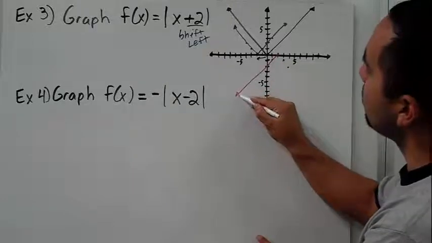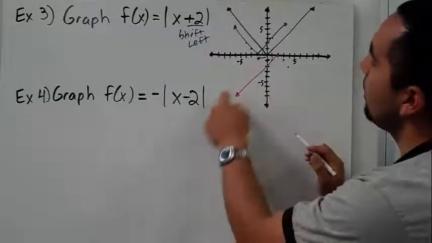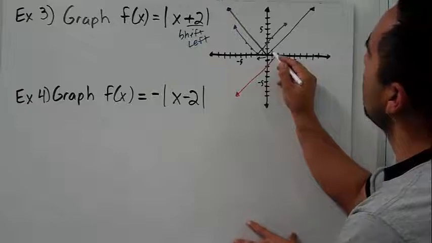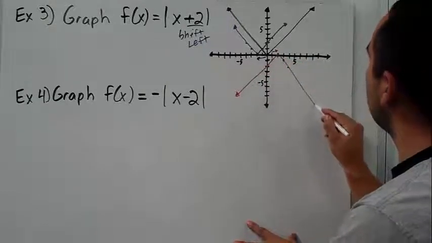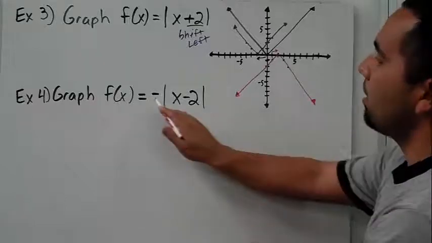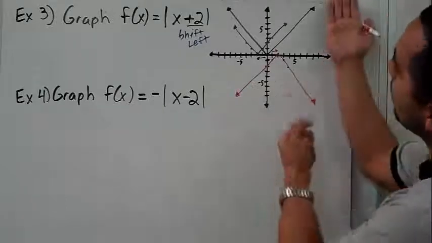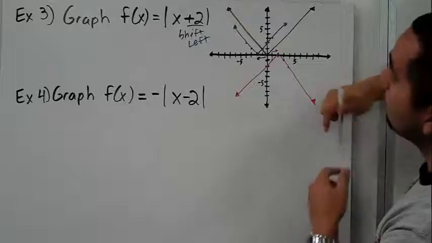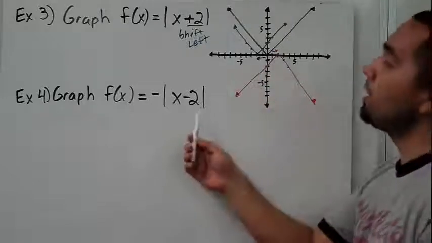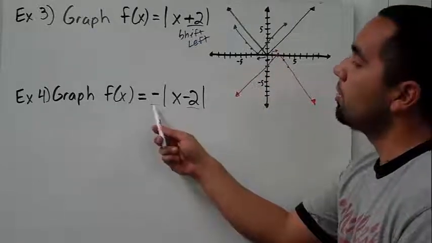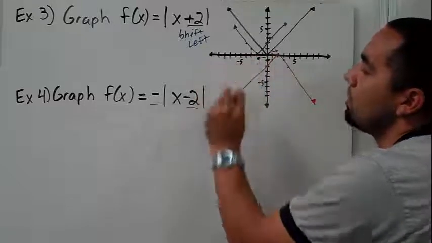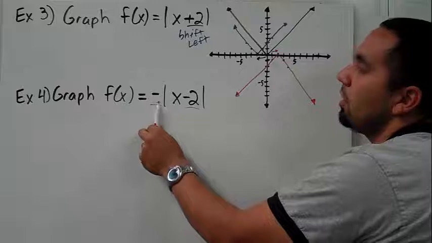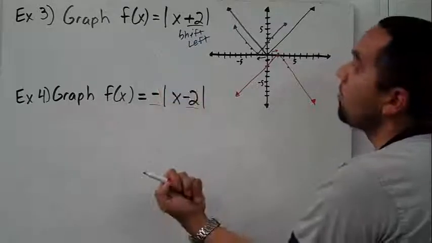we just did 2 shifts. Because this was negative, we shifted this way 2 units. But the negative outside made it also flip down. So in this case, we had 2 translations. We have the negative and the negative 2. So again, the negative 2 moved it this way 2 units. The negative outside the absolute value flipped it down.